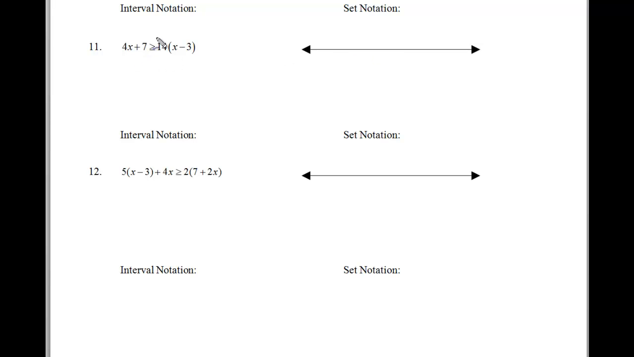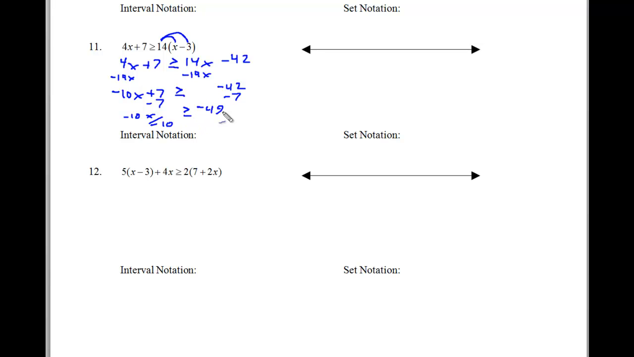Now, as we do more solving for x, we're going to first of all distribute this to these two places. So we got 4x plus 7 is greater than or equal to 14x minus 42. Then we're going to move the 14x over to this side here, so subtract the 14x from both sides. And that gives me negative 10x plus 7 is greater than or equal to negative 42. Now I'm going to subtract the 7 from both sides. Negative 10x is greater than or equal to negative 49.